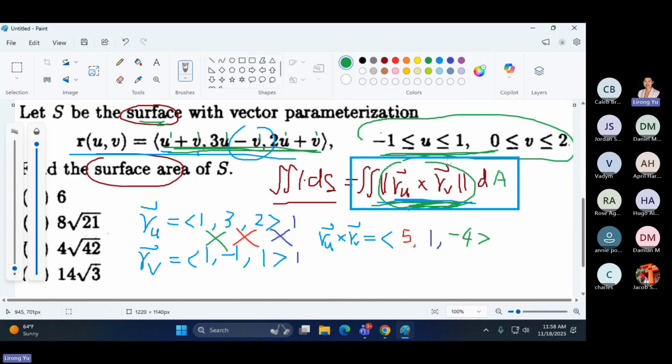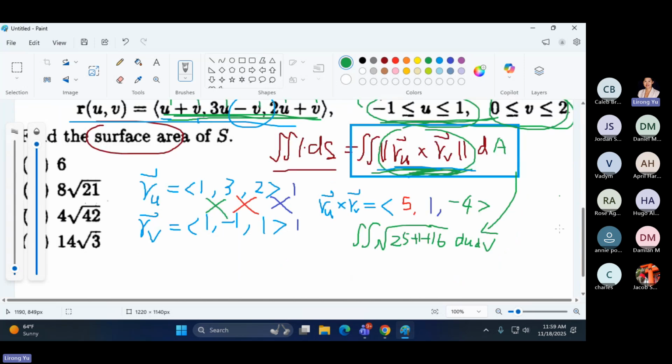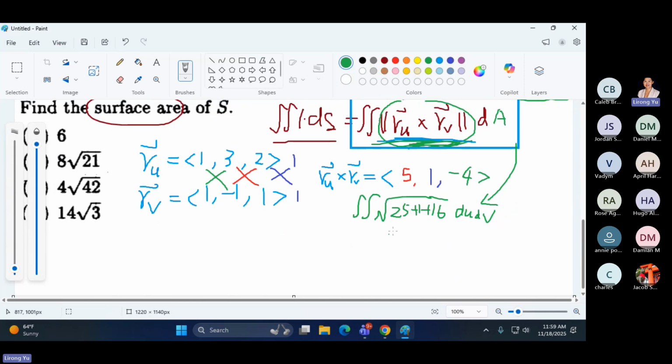But for the surface area calculation, we actually need the magnitude of it. So it's a double integration, and the magnitude of this vector is the root of 25 plus 1 plus 16. And then you have the u and v. Where are u and v? The v is 0 to 2. The u is -1 to 1. So you can see that was a constant number: 25 plus 1 plus 16 is 42. So you have root of 42 in that magnitude calculation.